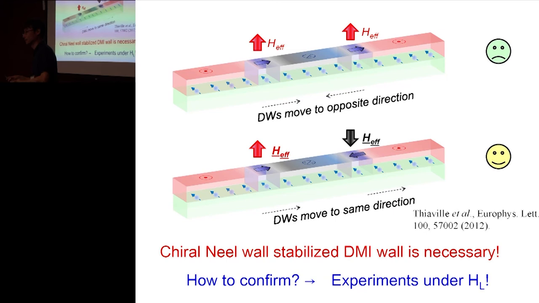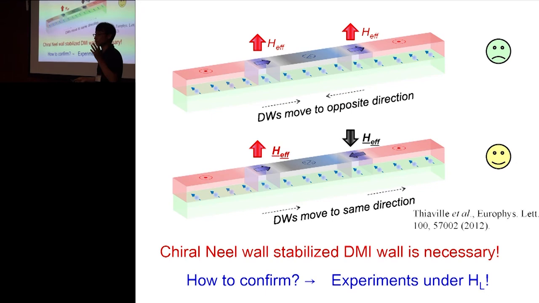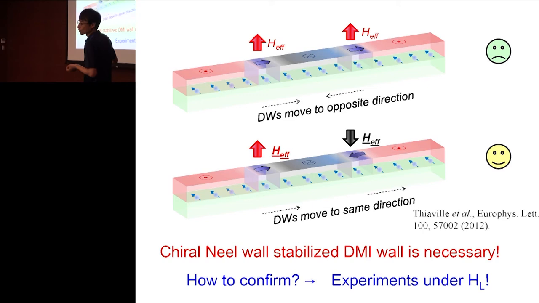If we apply a magnetic field parallel to the y-axis, then you can stabilize this magnetic moment. However, the magnetic moment in the other domain wall is now destabilized by the external field. And finally, if you increase the magnetic field, then you can change the direction of the magnetic moment in this domain wall from left to right. Then you have the same situation in the upper panel.